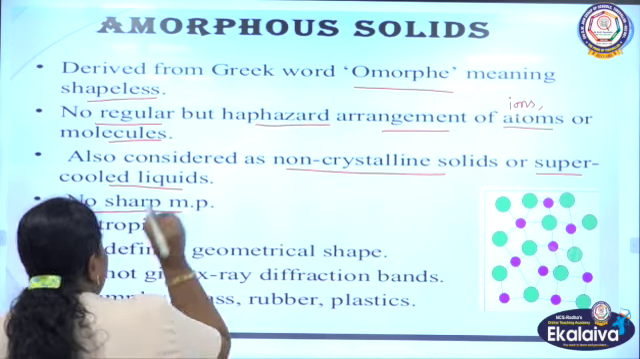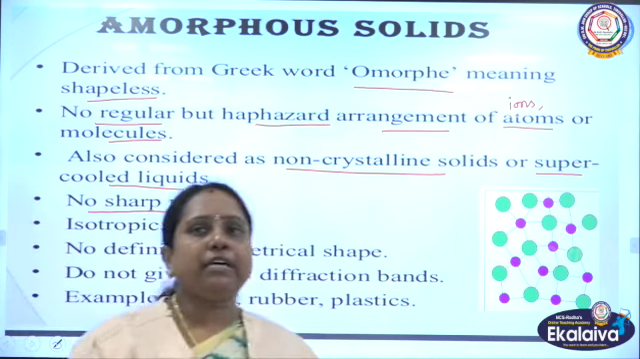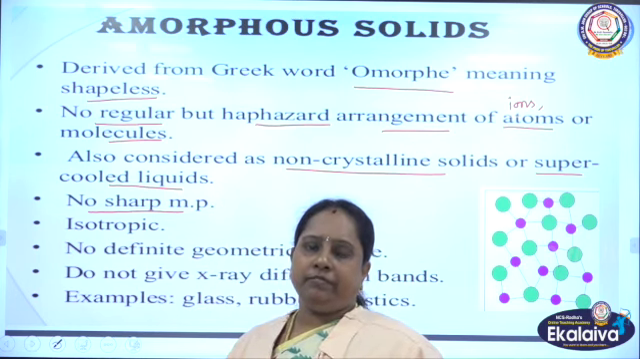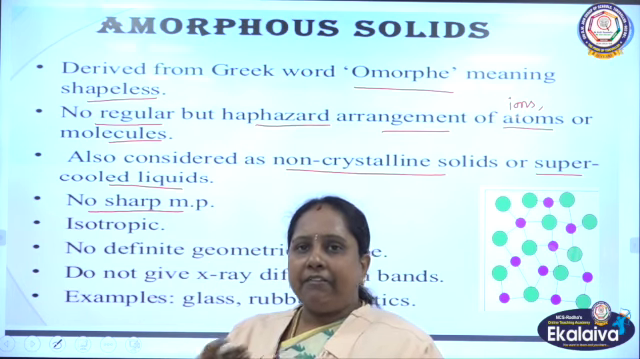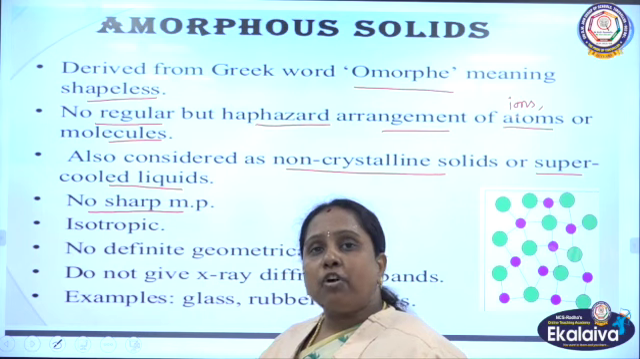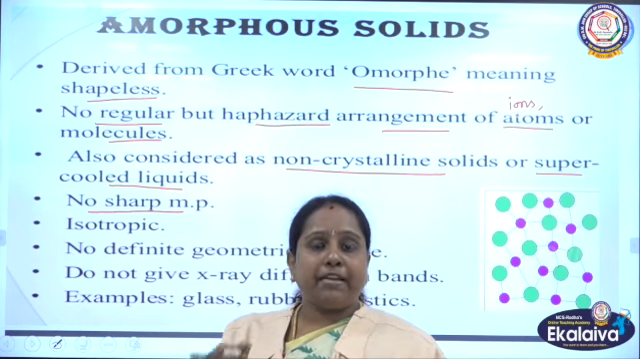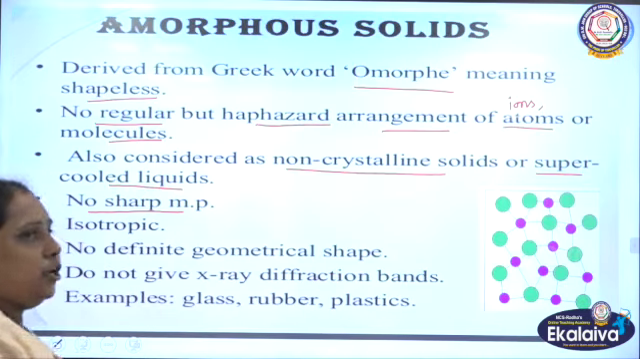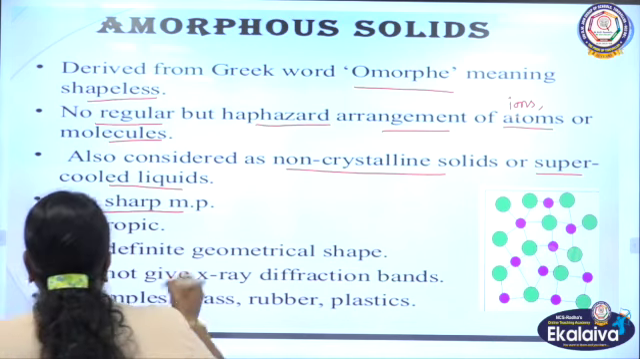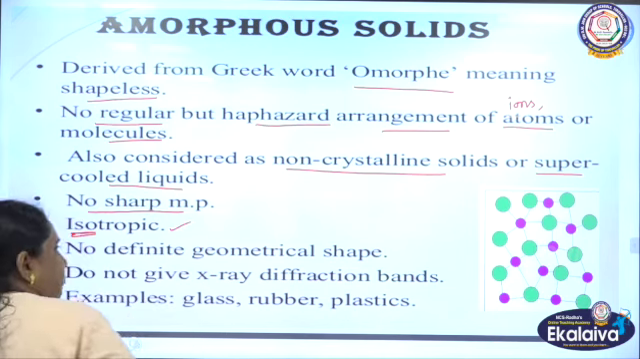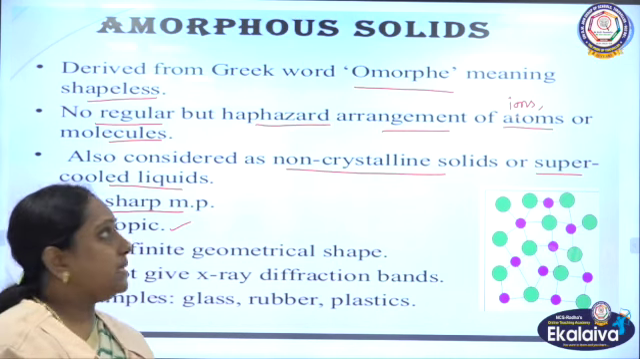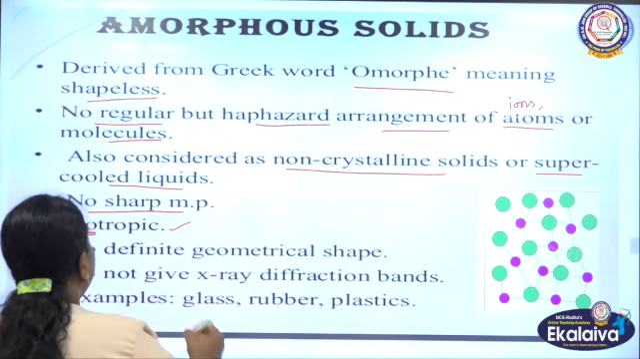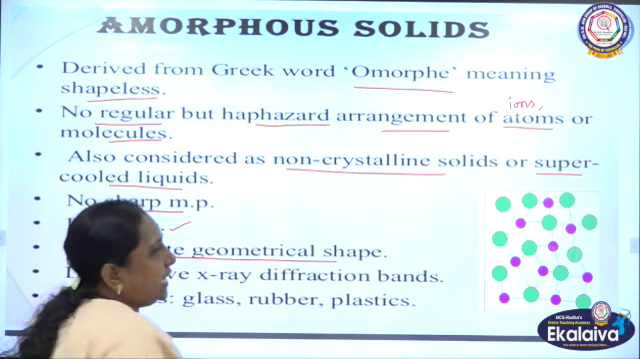And as they do not have a regular geometrical shape due to the irregular pattern of arrangement of the particles, they do not maintain a sharp melting point. After a certain temperature is crossed, these amorphous solids will get softened. If it becomes so softened, will it be soluble in water? Of course not, right? So the solubility will be decreasing. And they are isotropic, iso means same. The same physical properties will be exhibited by these amorphous solids. They have no definite geometrical shape because of the irregular pattern of arrangement.